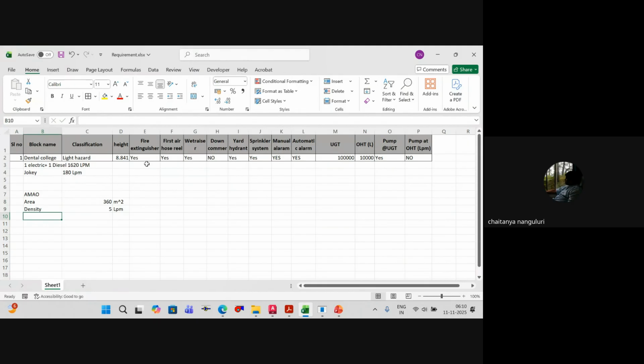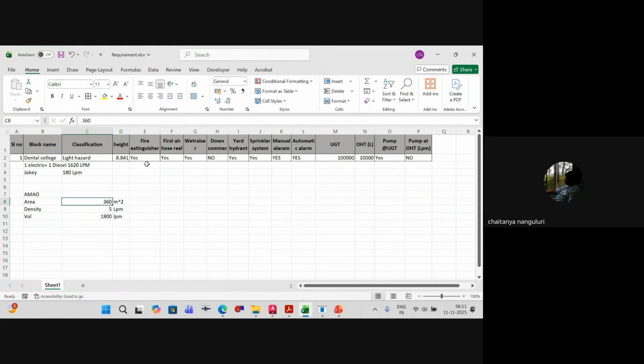Now, what is the other thing that we have to take? We have to take the volume of water. So the volume of water is equal to area into density. That will become 1800. Minimum volume is what I require. This is per minute, right?